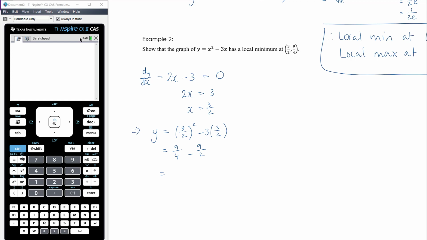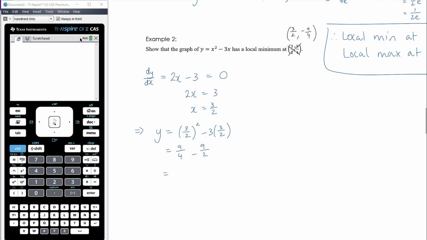Sorry, there's an error in the question here. That's my fault. It should be negative 9/4 in the question. So can you fix that? The point should actually be, show that there's a local minimum at 3/2, negative 9/4. My apologies. Okay, so we're in the process of showing that it's negative 9/4, not positive 9/4. So that's 9/4 minus 18/4, and so negative 9/4.